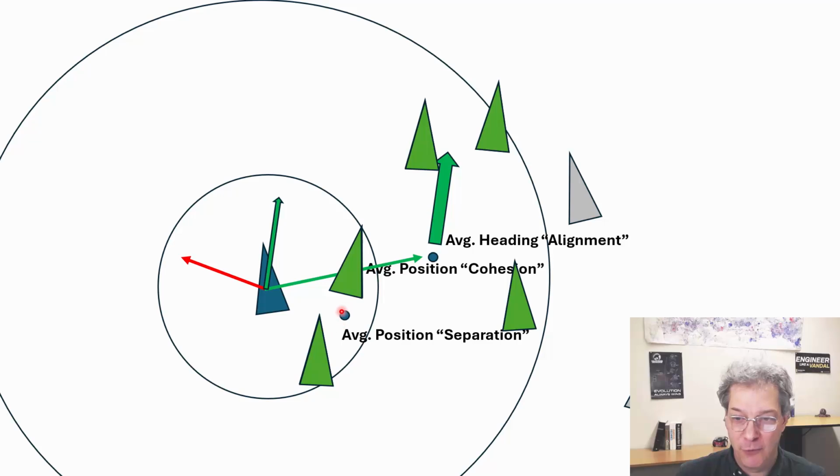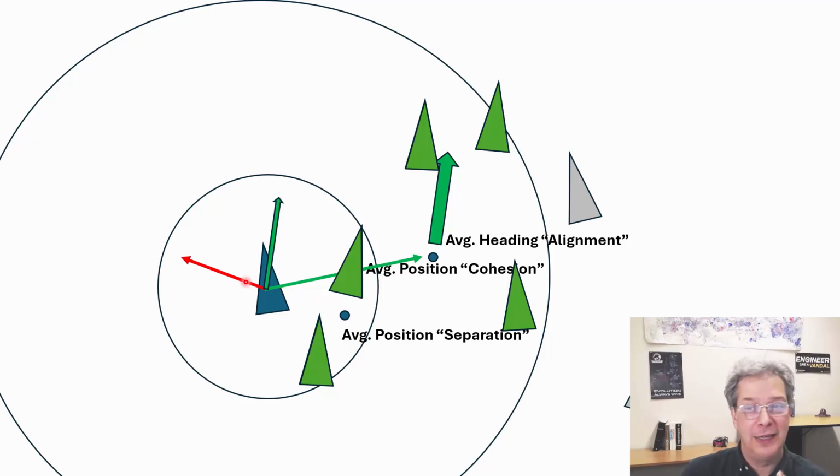I want to avoid the position of my neighbors that are too close, and I want to head towards the average position of my neighbors that are reasonably close. This third one is not based on position, it's the heading. So I want to take the average heading of my neighbors and head in that direction. So for the first two forces, we have to change a position into a steering force, and for the third one we don't, because it's already a heading. And if that's not clear now, it will become more clear in the code.